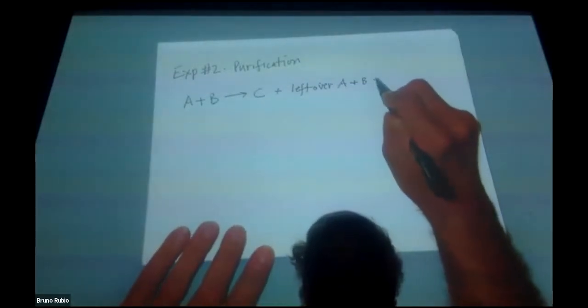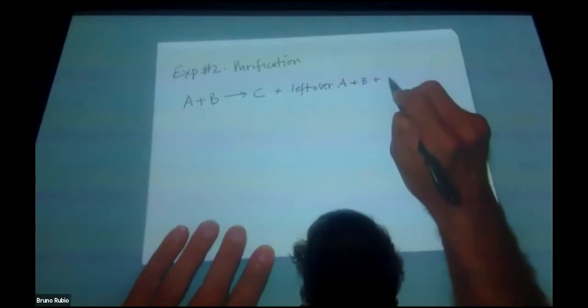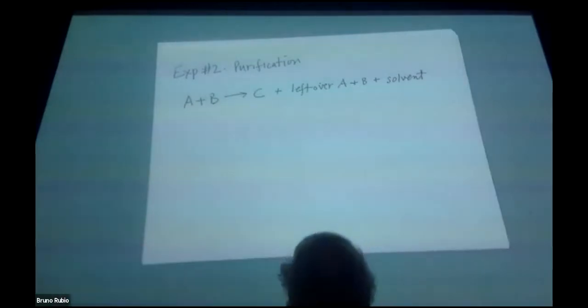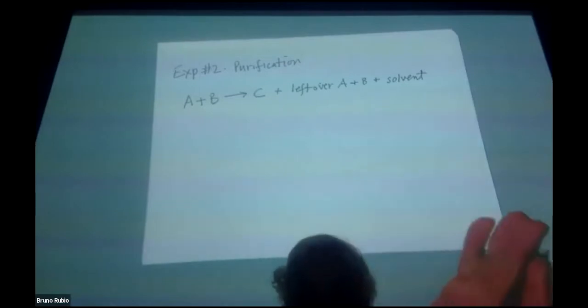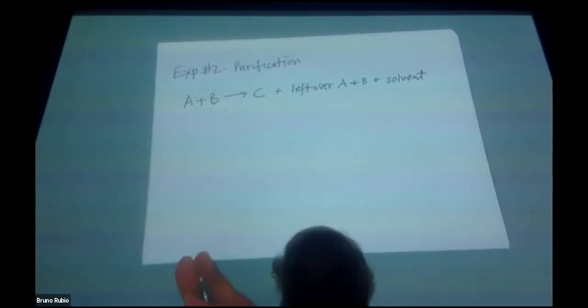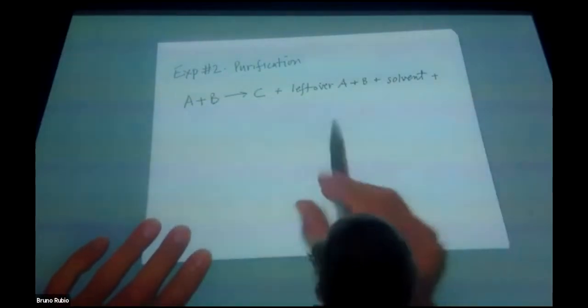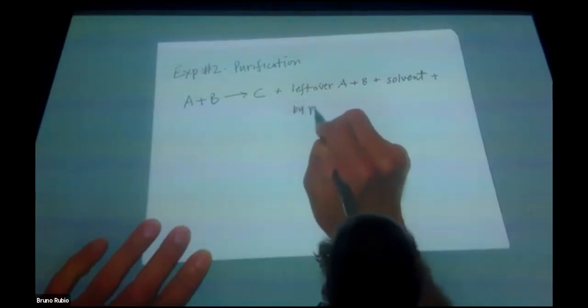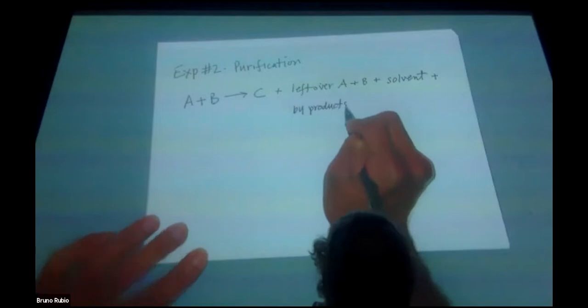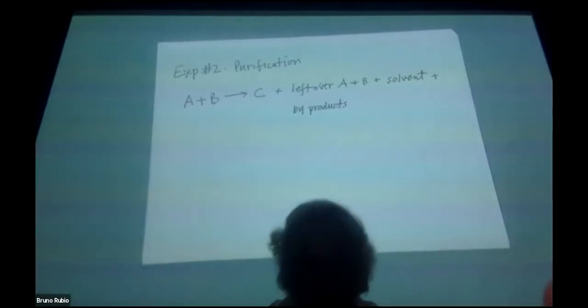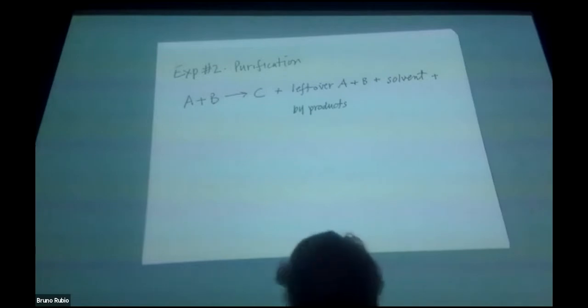Another thing is that we want to get rid of residual solvent. Many of these reactions that we run in the laboratory have solvent in there. You have to get rid of that as well. Another thing that can happen is that you get C, but you also get byproducts of the reaction. A and B get together, they form C, but they could also form D and E and F and all of the other letters of the alphabet.